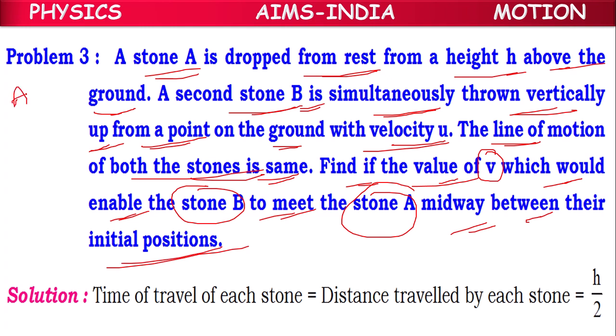So stone A dropped from a height, stone B projected upwards from ground, both of them traveling along the same line. Now the question is, at what point do they meet? And one more thing, they meet at midway, they are telling. If the total height is h, they meet at midway, means h by 2.